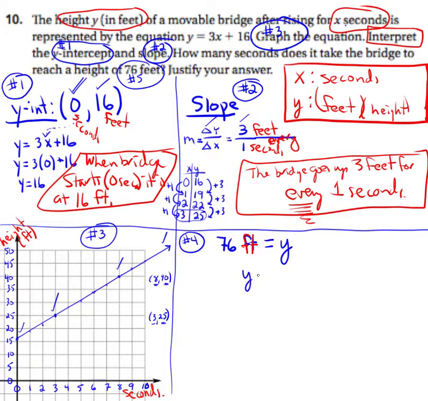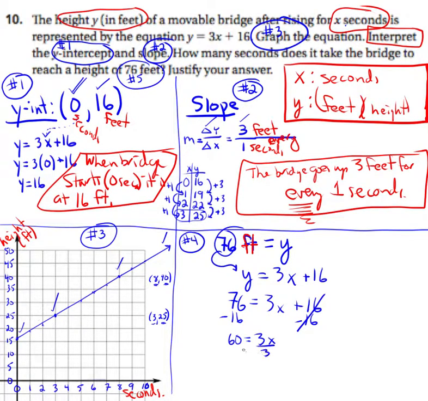So I'm going to write my equation, y equals 3x plus 16, and that 76 is my y, so I'm just going to put that right in for y. So 76 equals 3x plus 16. Oh, it's just solving an equation. So now I will subtract 16 from both sides so that I can zero that out, and that would be 60 equals 3x. Divide both sides by 3 to get x by itself.